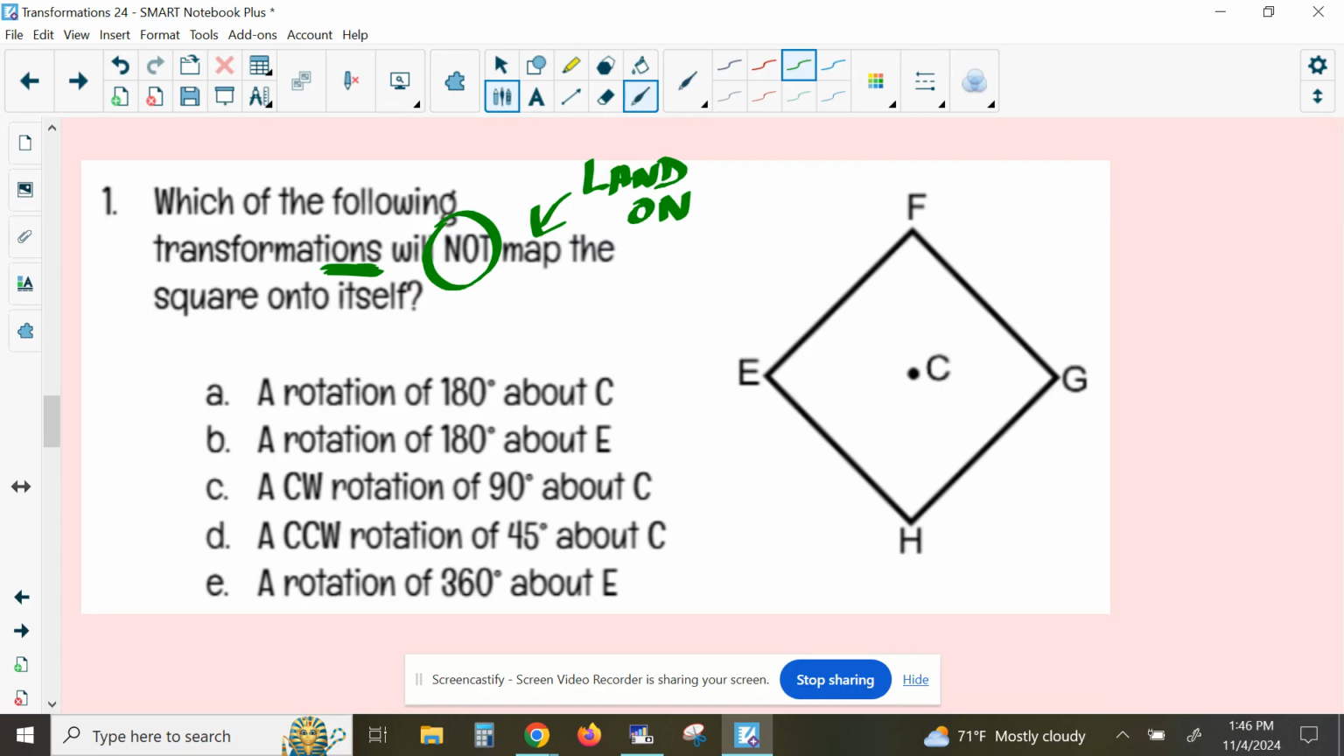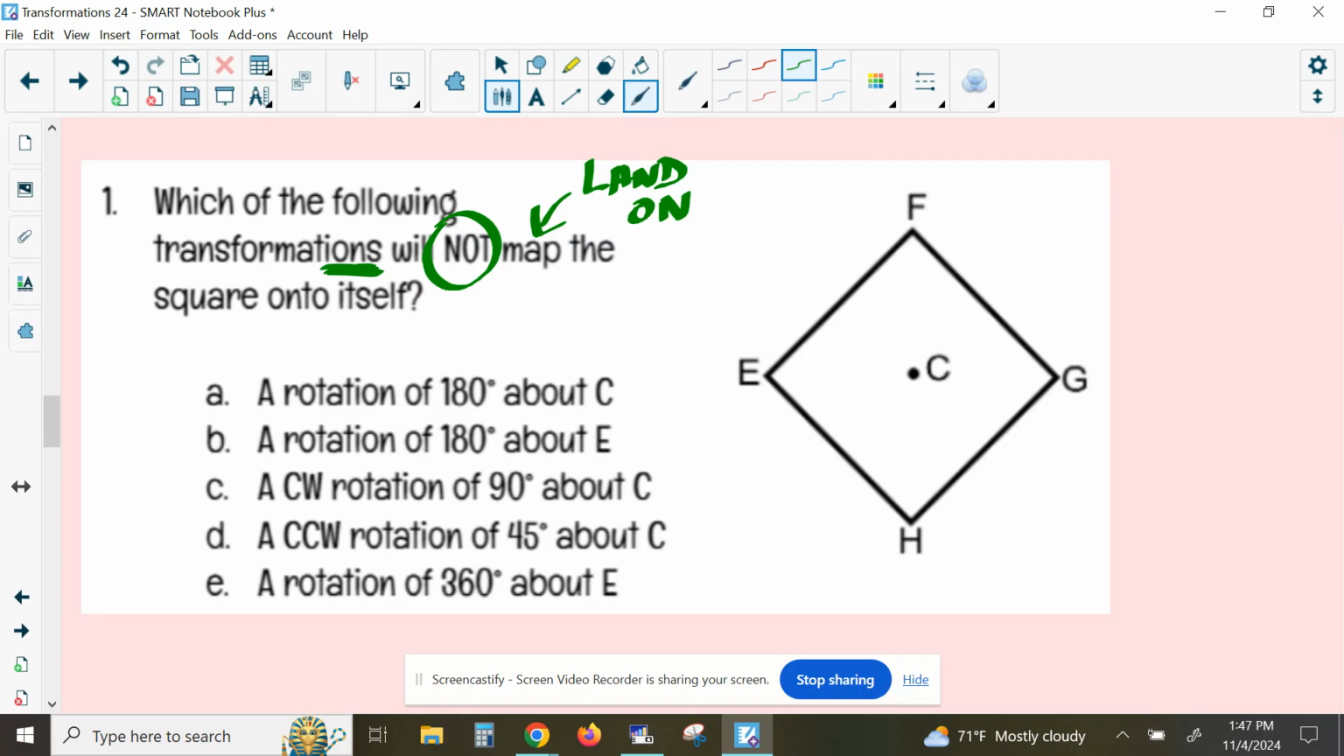Halfway around, right? Halfway around is 180. If I say about C, where am I stabbing my paper? On C. Okay, so I have it traced. I'm going to stab on C. I'm going to spin it 180 degrees. So that means this side is going to go to where? How far? Halfway around. So this side's going to end up over here.